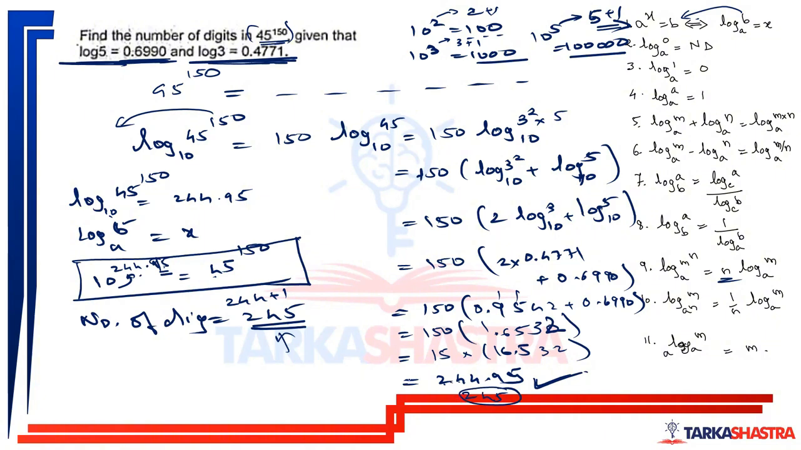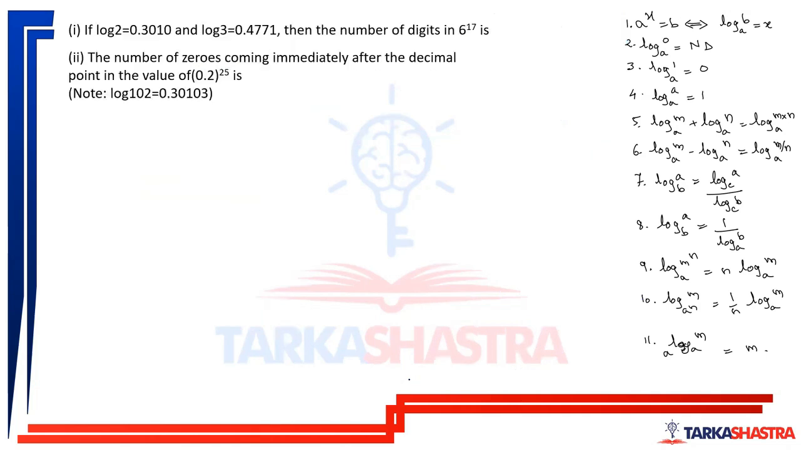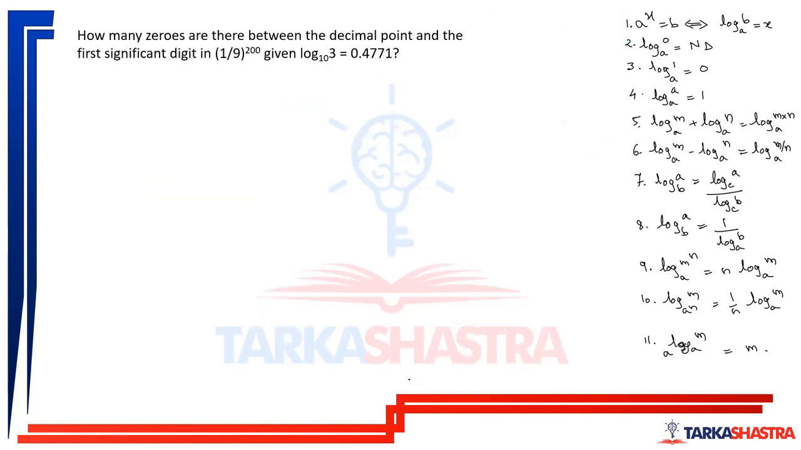Okay. Next. How many zeros are there between the decimal point and the first significant digit in 1 by 9 to the power 200? What we will do? We will just find out log 1 by 9 to the power 200 with base 10.